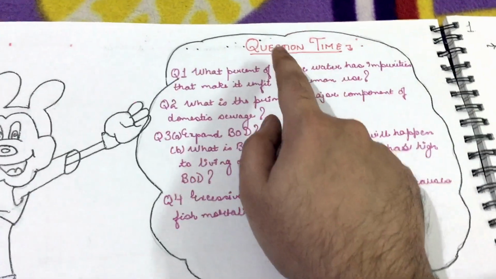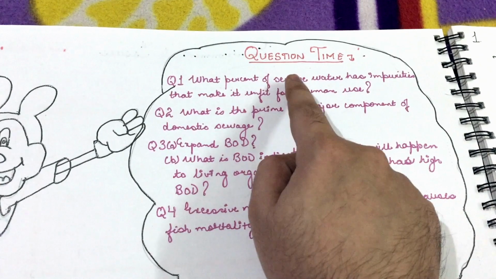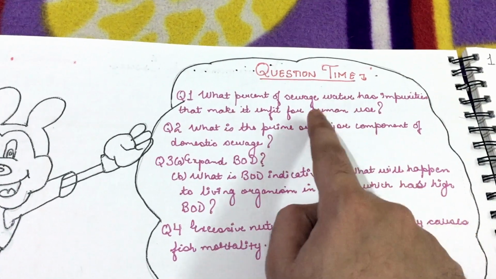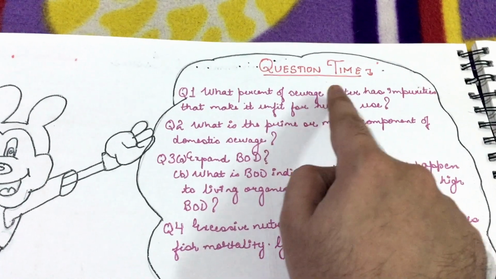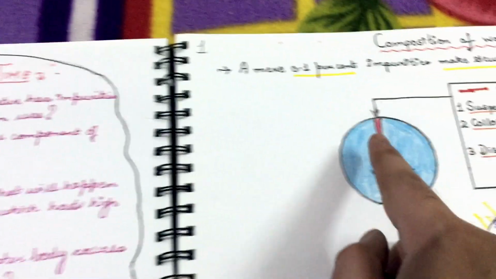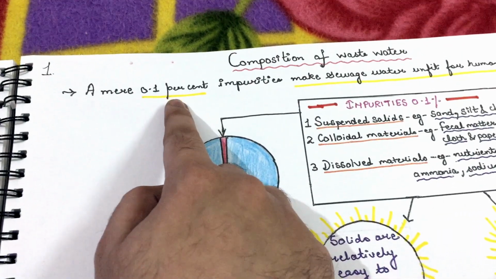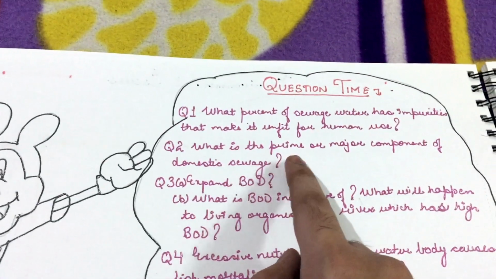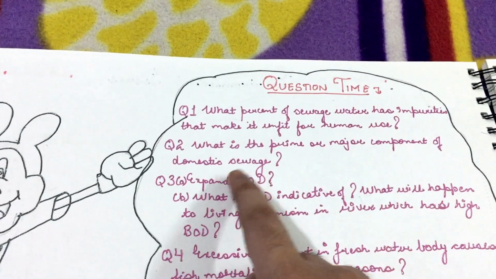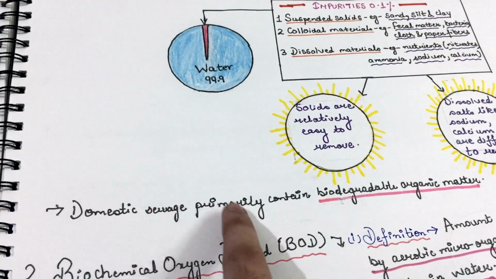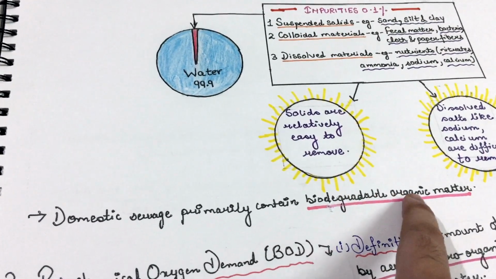Now, based on the text, the question time is what percentage of sewage water has impurities that make it unfit for human use? We know only 0.1% sewage water has impurities that make it unfit for human use. So, here we have talked that only 0.1% impurities make the whole water unfit for human use. The second question is what is the prime or major content of domestic sewage? So the major content, the prime content of domestic sewage is biodegradable organic matter.